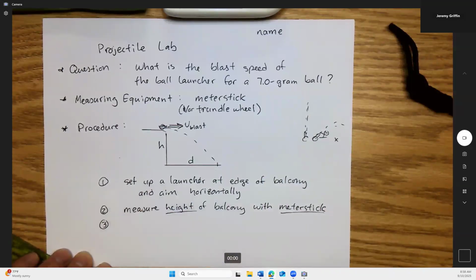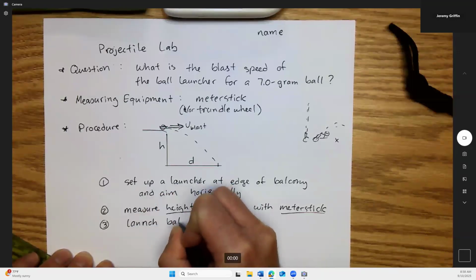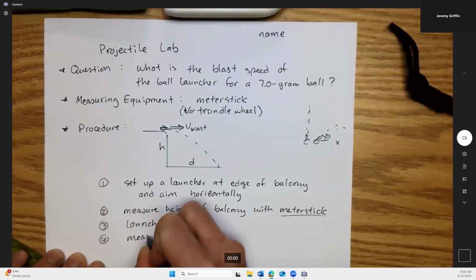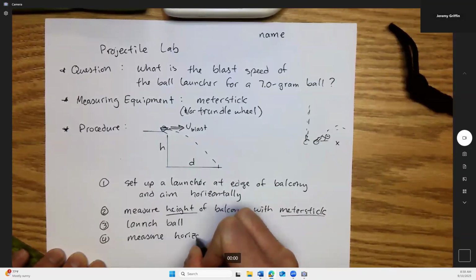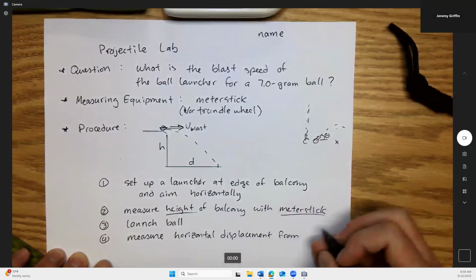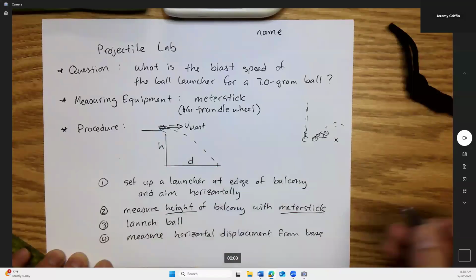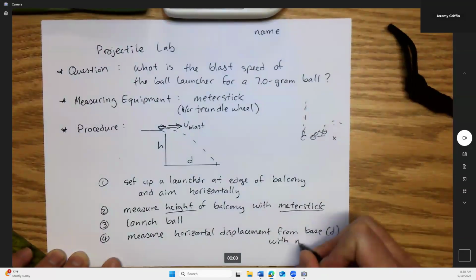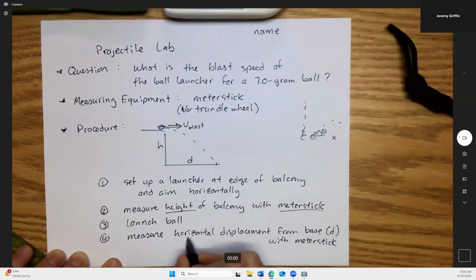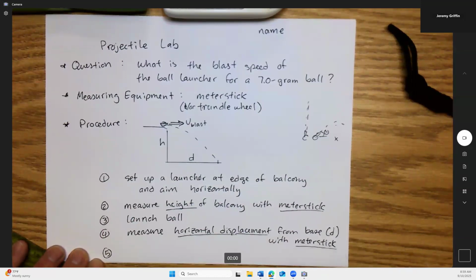What else can you measure? Or actually, what should you do next? Yeah, launch the ball. And then you can measure horizontal displacement from the base, like that D that's labeled, again with the meter stick. All right, horizontal displacement, meter stick. There you go. And then there's one more key step in the main procedure, which is always worth a point, which is to do what? Yeah, multiple trials.